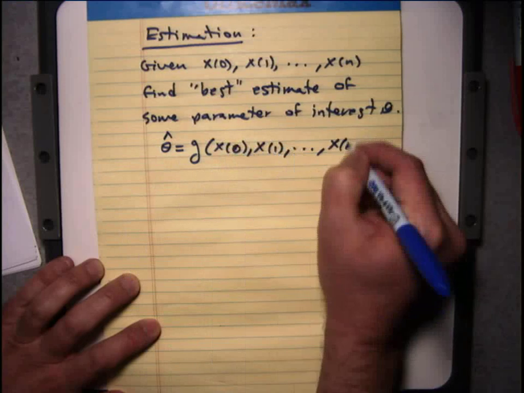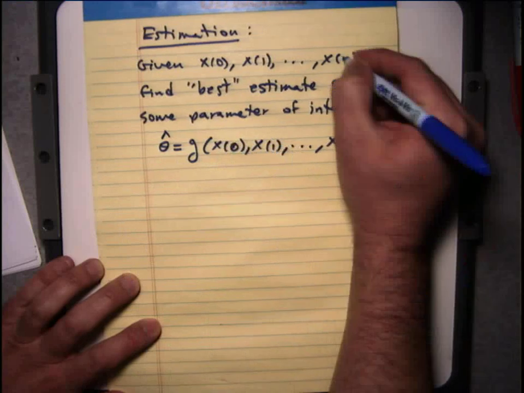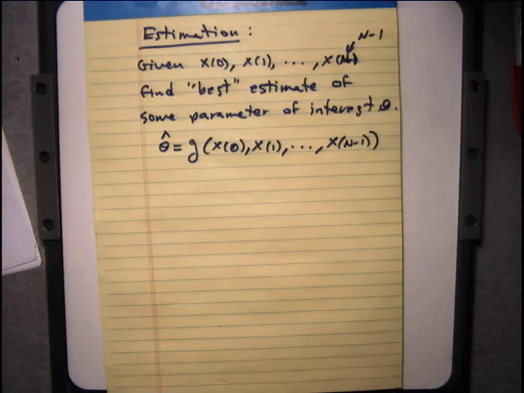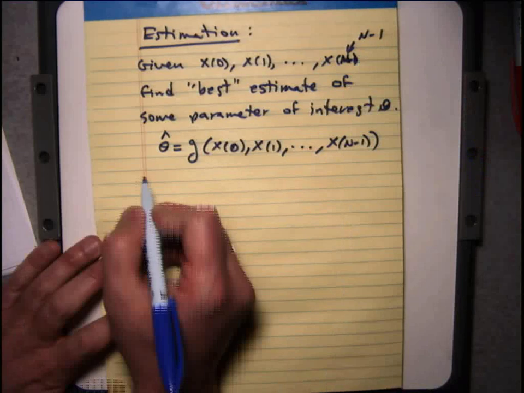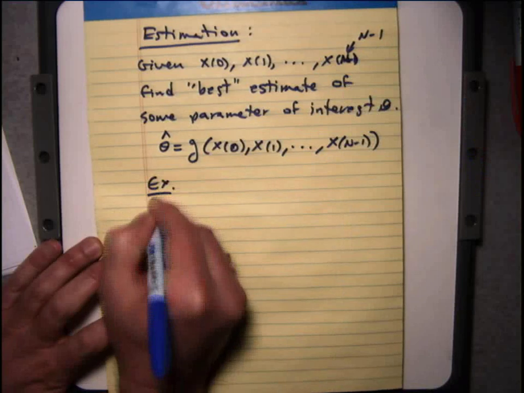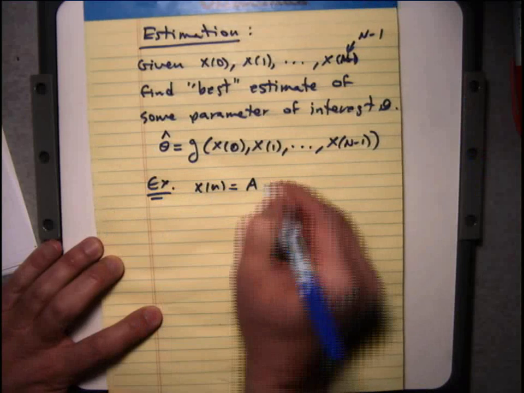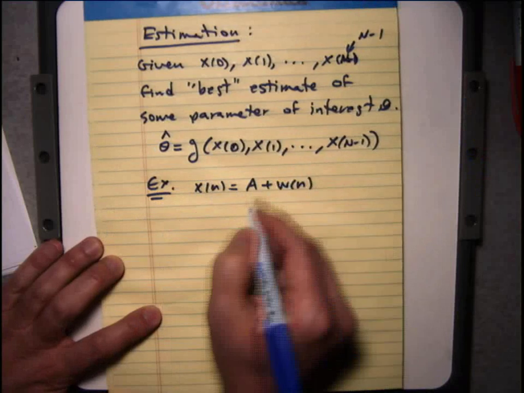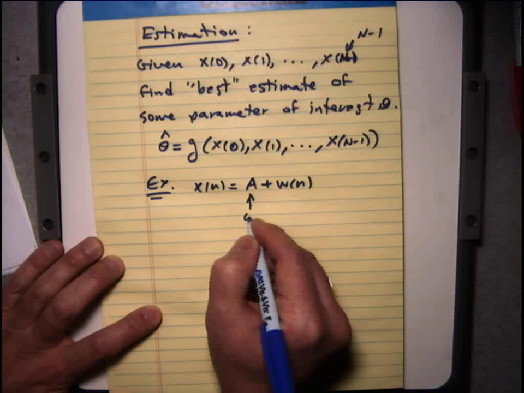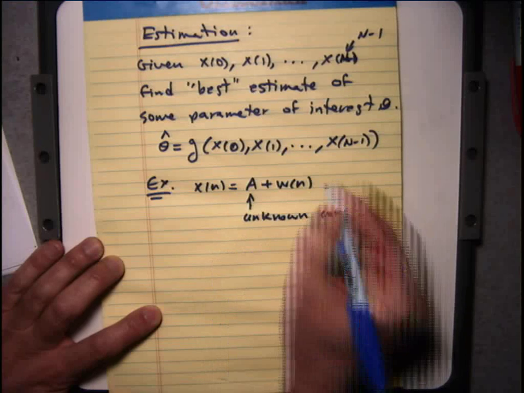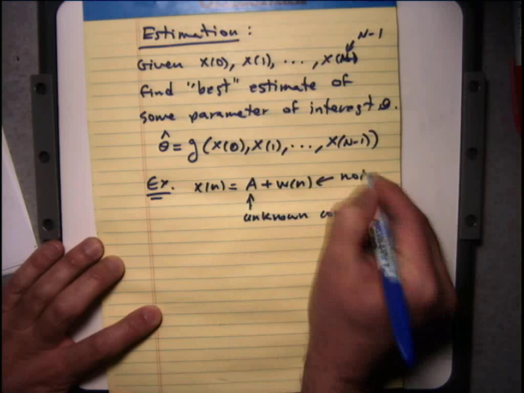Okay? This is n minus 1 here. This is n minus 1. Okay. So as an example of this, let's say you collect a bunch of data, x of n, which is some constant plus noise. Okay, and this constant, let's say, is unknown. Okay, and these are noise values.